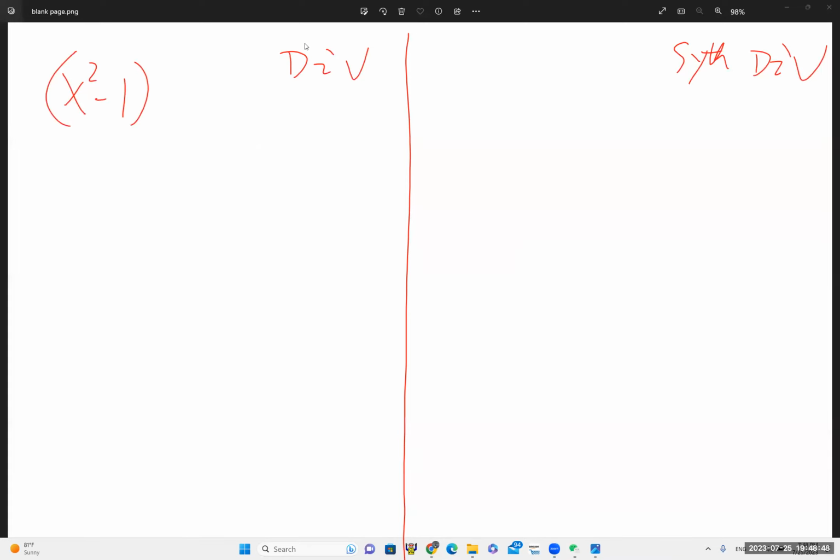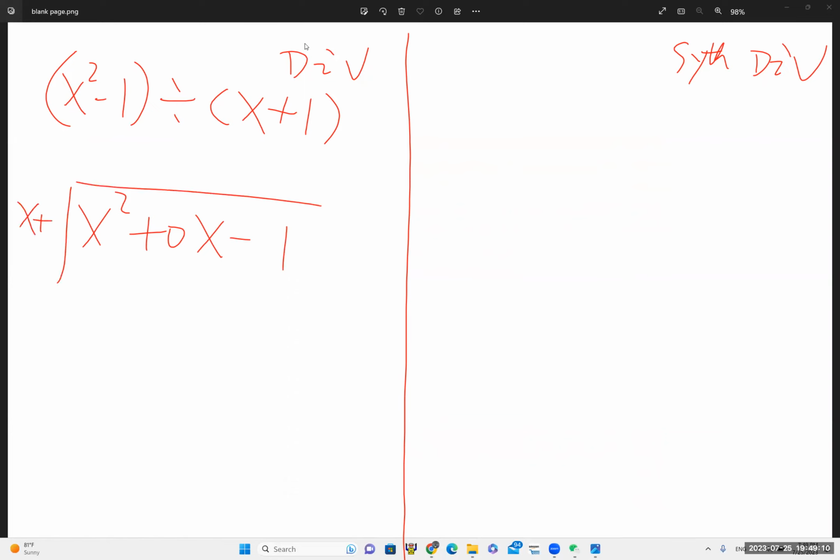Yeah, we go to something even simpler. So this is just called an equation, and this is called synthetic division. Let's do x squared minus 1, divided by x plus 1. Of course, we know the answer. For the regular division, we'll write x squared plus 0x minus 1, then divide by x plus 1.